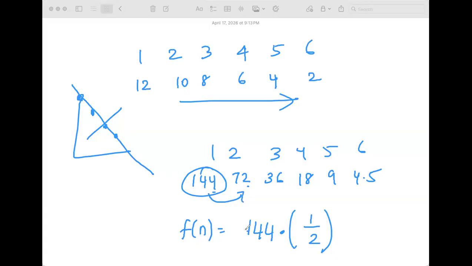So for you to get the second term, you multiply by 1 half, right? So this should be half power of n minus 1. You got it? This is r. This is the first term of the sequence, g of 1. So you'll multiply the first term by r power n minus 1. You got it? Okay.